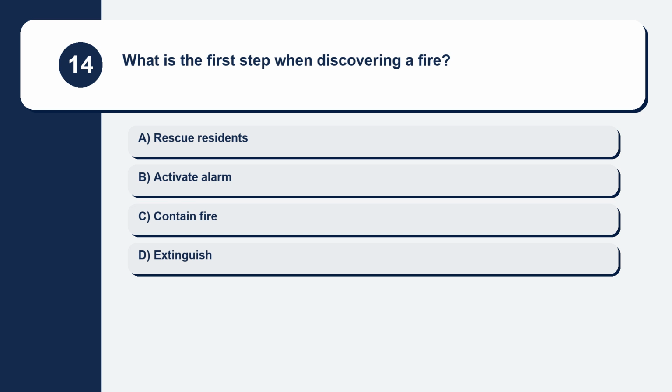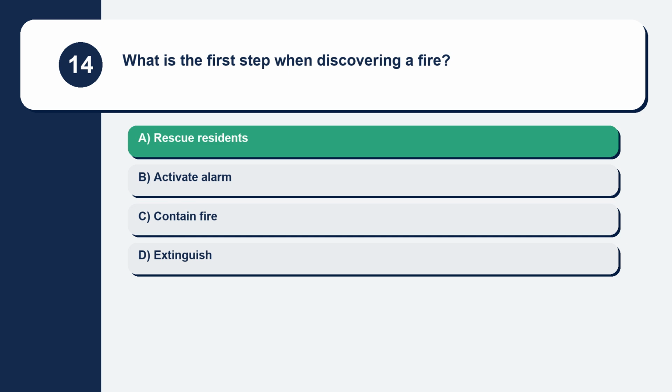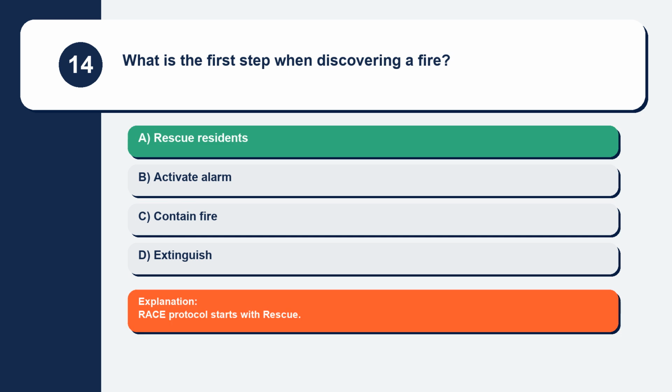Question 14. What is the first step when discovering a fire? Rescue residents, activate alarm, contain fire, extinguish. Answer: rescue residents. The RACE protocol starts with rescue.